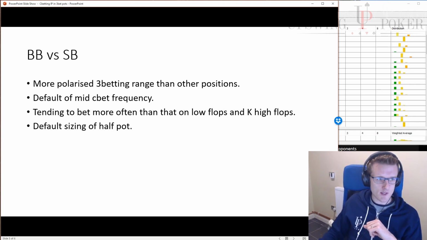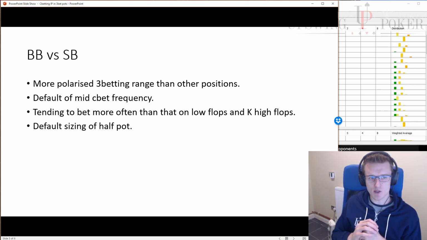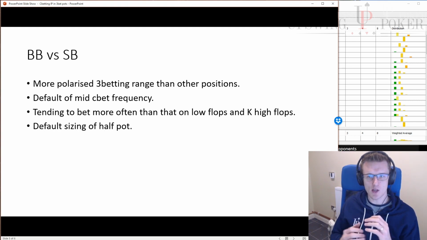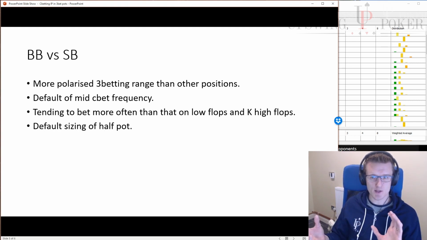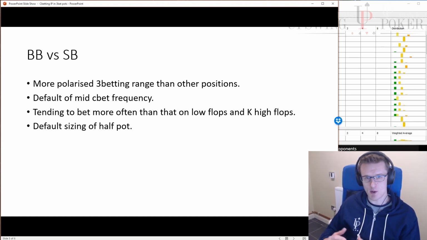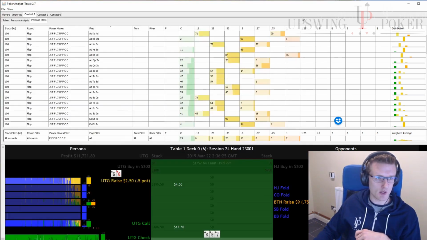And the first thing to say is that we've got a more polarized 3-betting range than other positions. So we're 3-betting a bunch of strong hands from the big blind, but also a bunch of hands as weak as 10-7 offsuit or something that we would never consider 3-betting button versus cutoff. I'm actually even going to bring up the range.